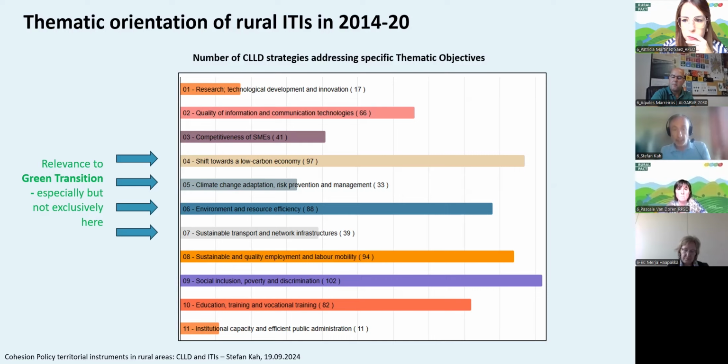You can see the numbers of strategies, for instance, addressing low carbon economy. There are 97 of them. The number of strategies addressing environment is 88. So some of these are, let's say, the most popular topics. So indeed, there is relevance of these tools for the topic of green transition. And that's my overview. Any questions? Happy to answer them. I will give the floor to the four project examples.